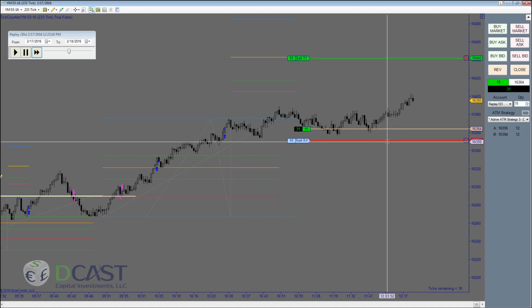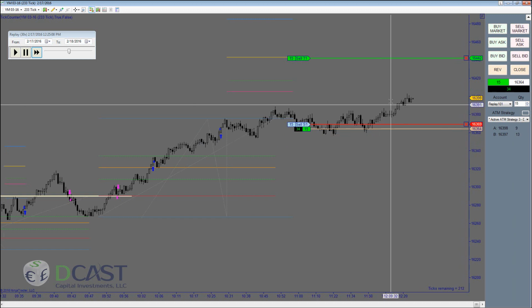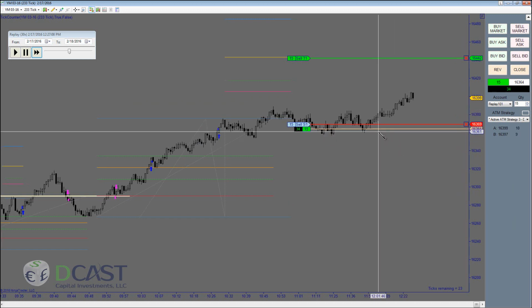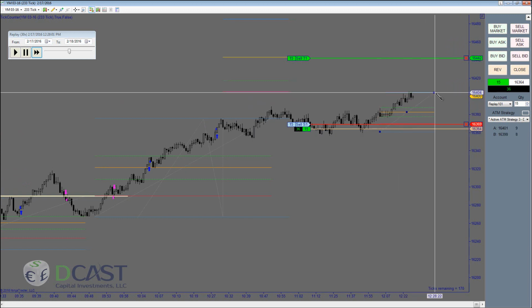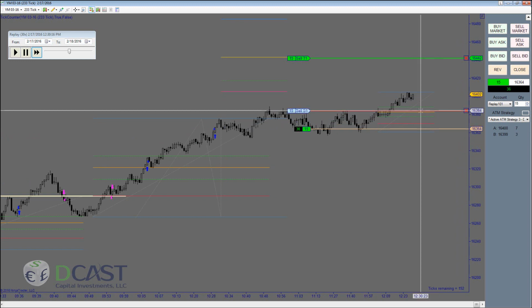So in this particular case, we definitely want to remove risk. Did we hit the 127? Yeah, just about. So let's draw a Fib here, and we can lock in some profit just below that.